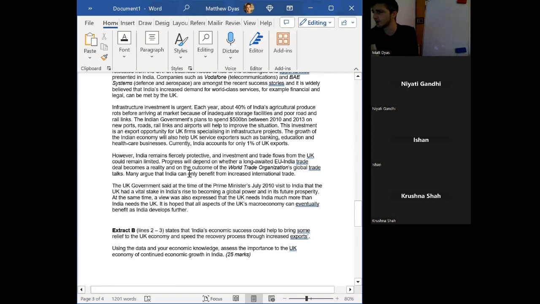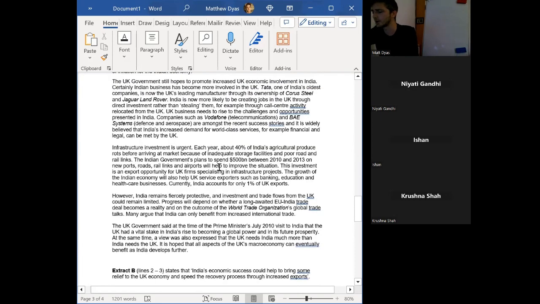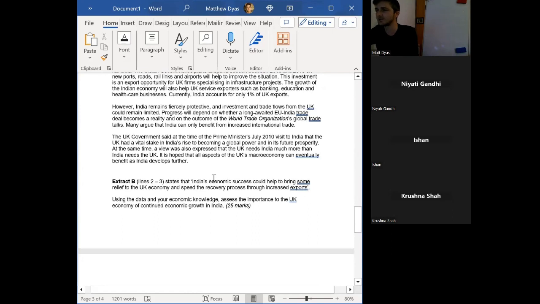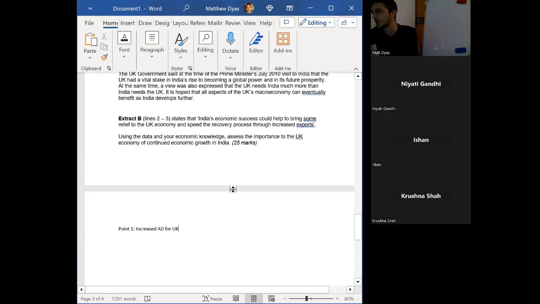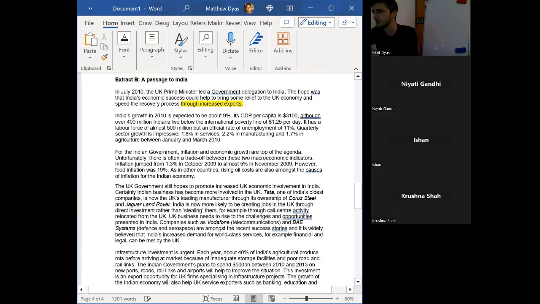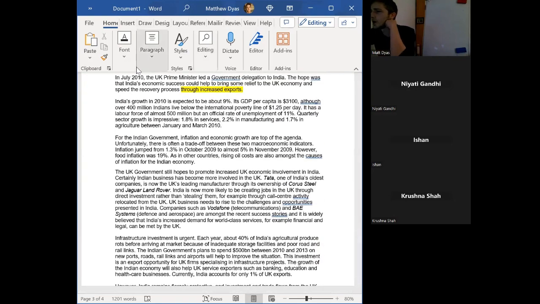And so the point I was going to make earlier, which I kind of got distracted from, is I might do this as if I'm answering today, not in 2012, not when the paper's from. So I might include more recent events in this essay than I did in the last answer. So increased AD for UK, that's our first point for sure. Let's see what else we've got.